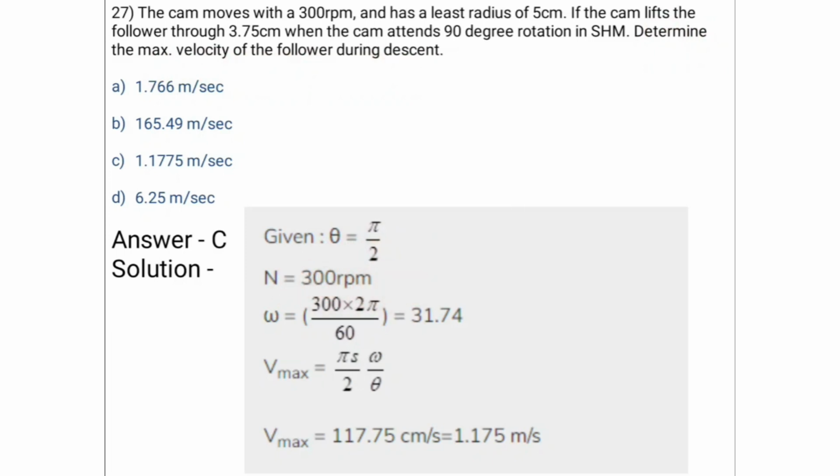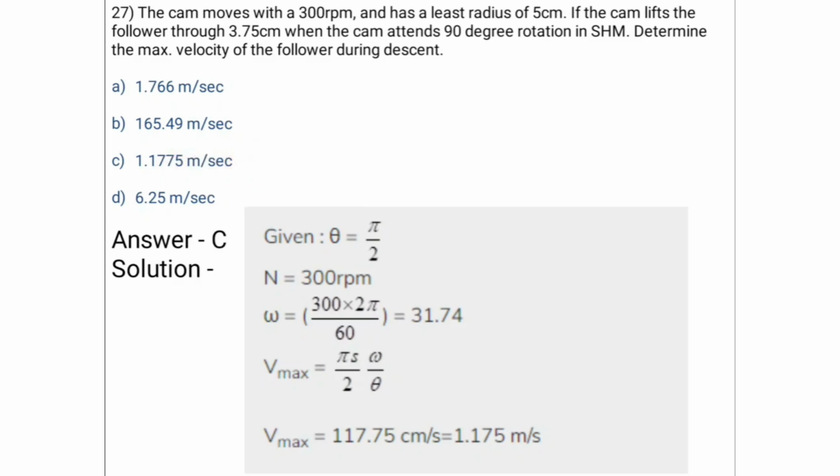So calculate omega equal to 2 pi N by 60, which is 31.41. Here it is written 31.74, but the required answer is 31.41. And for simple harmonic motion, how to calculate the velocity? The direct formula you have to remember is pi s omega divided by 2 theta. Just put the value of s, and convert that answer into meter per second, because all options are framed in meter per second.